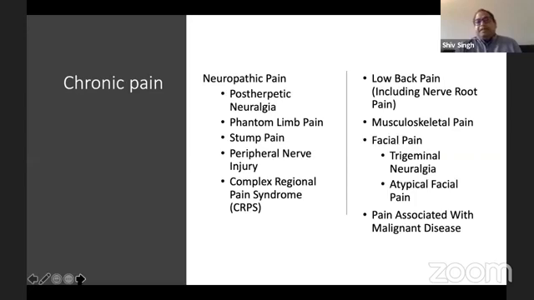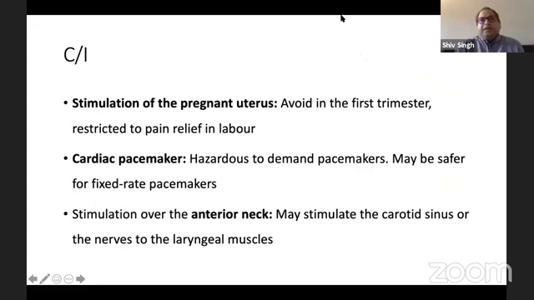In chronic pain, again, it has been used for a lot of things. So it has been used for neuropathic pain, post-herpetic neuralgia, phantom limb pain, stump pain, peripheral nerve injury pain, complex regional pain syndromes, that is CRPS. It's used for low back pain, including nerve root pain, musculoskeletal pain, facial pain from trigeminal neuralgia, atypical facial pain, and pain associated with malignant disease. So it's been used for both acute and chronic pain.